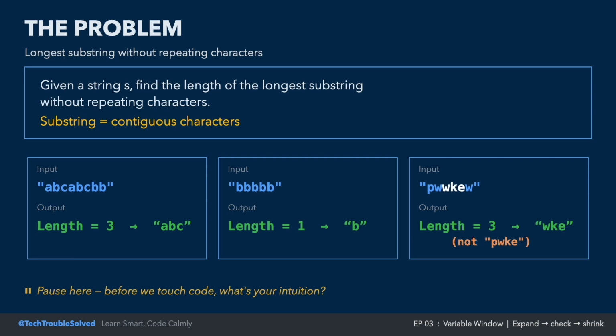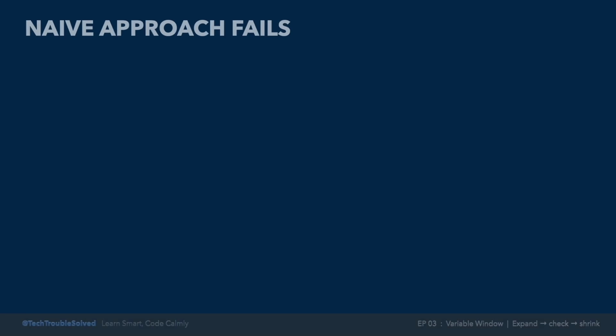Okay, let's talk about what most people think of first. So what did you think of? If your answer was something like just check every possible substring, you are in good company. That's genuinely the most natural first thought. And honestly, it shows good instincts. You are thinking about the problem correctly.